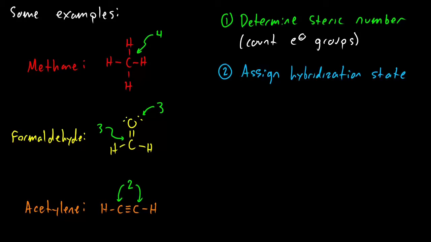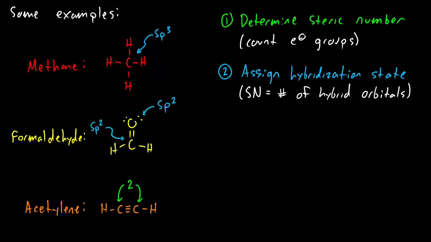From this, we can assign hybridization states. A good rule of thumb, or way to remember how to do this, is that the steric number is the same as the number of hybrid orbitals you need. So 4 electron domains, 4 electron groups, means we need 4 hybrid orbitals, 1 s plus 3 p's, sp3. For a steric number of 3, these are sp2, both the oxygen and the carbon in formaldehyde are sp2 hybridized, and for acetylene with its 2 electron groups, both carbons would be sp hybridized.